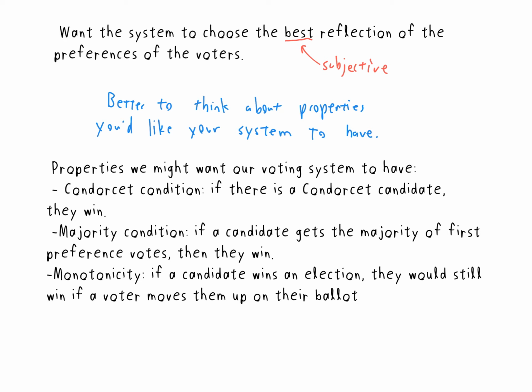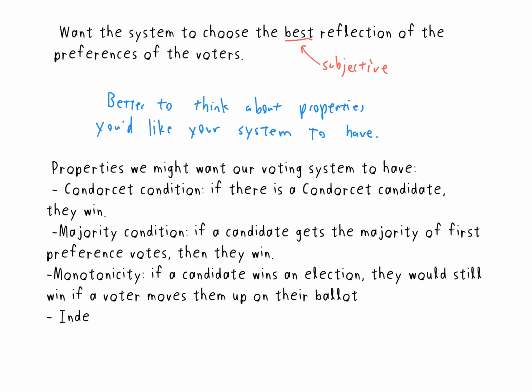This property might seem like a no-brainer. Of course you'd want your voting system to be such that moving a candidate up on the ballot wouldn't cause them to lose. However, one of the voting systems that we've looked at so far does not satisfy this property, and I'll leave it to you to figure out which one.